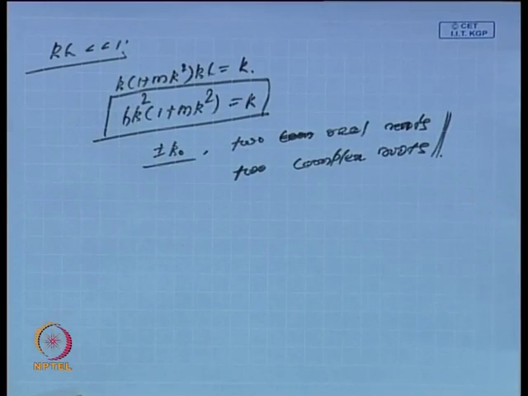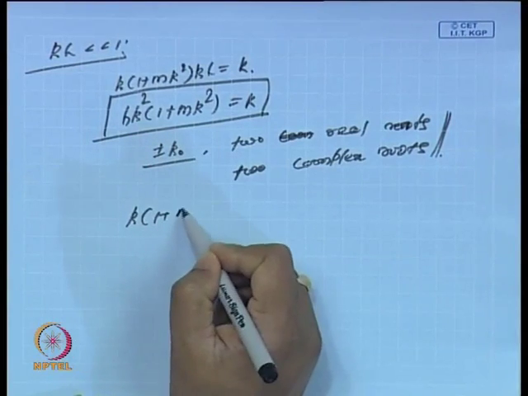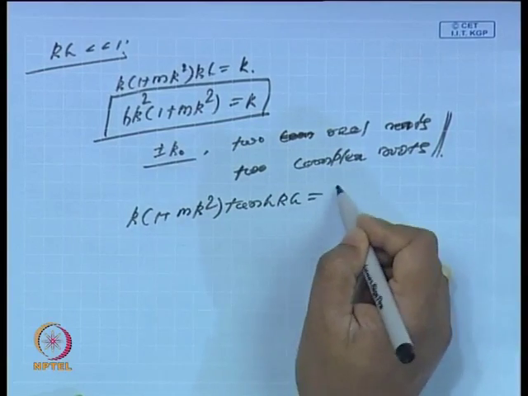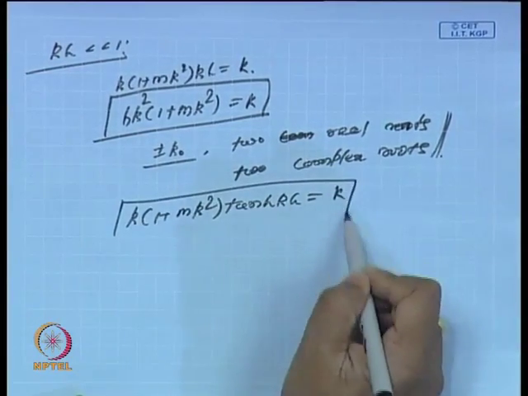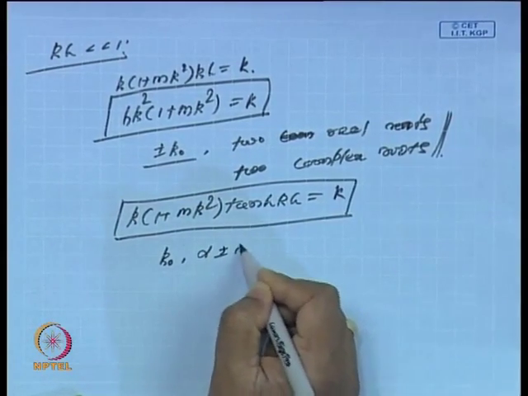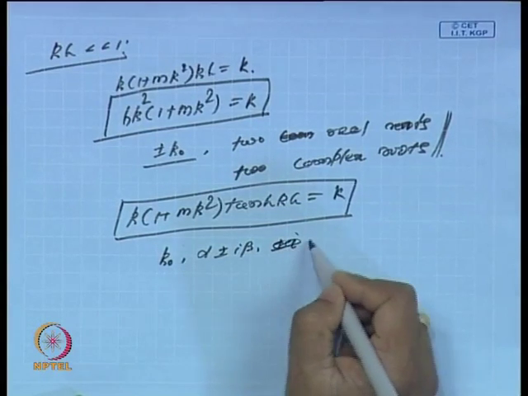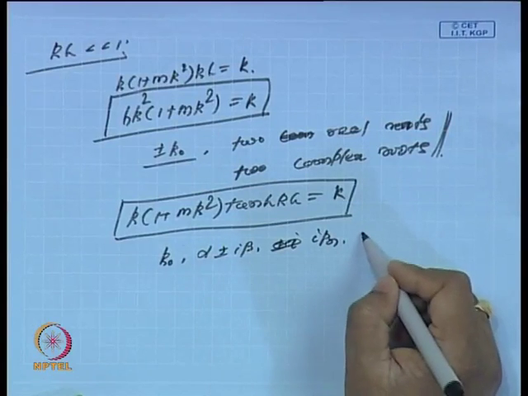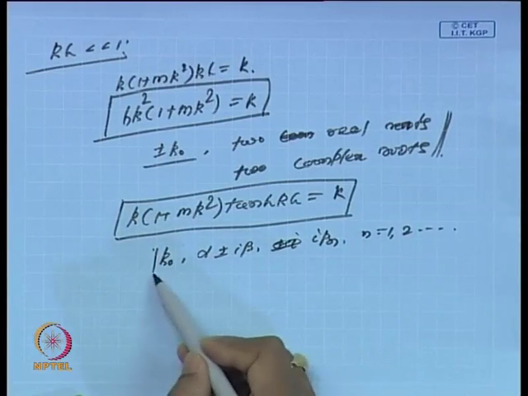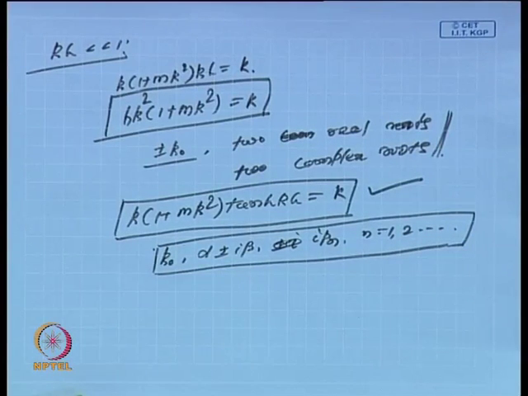So, in this case it has 4 roots, and on the other hand, in the general case, k into 1 plus m k square into tanh kh is equal to capital K. If you look at this, this dispersion relation has one real root k0, alpha plus minus i beta are the 2 complex roots, and plus minus i p_n are the infinitely many imaginary roots. These are all the roots of the dispersion relation associated with this equation.